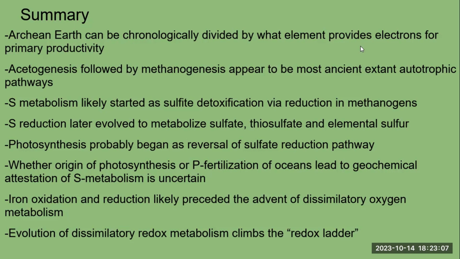Acetogenesis, followed by methanogenesis, are the oldest extant autotrophic pathways. Dissimilatory sulfur metabolism likely began with methanogens reducing sulfite to sulfide in order to detoxify it. This was later coupled to the central energy metabolism, giving rise to the first form of respiration. Sulfur reducers later evolved to metabolize sulfate, thiosulfate, and elemental sulfur. Photosynthesis likely began as a reversal of the sulfate respiration pathway.